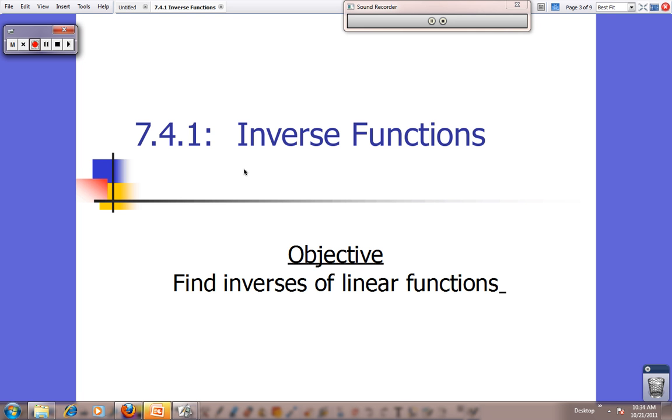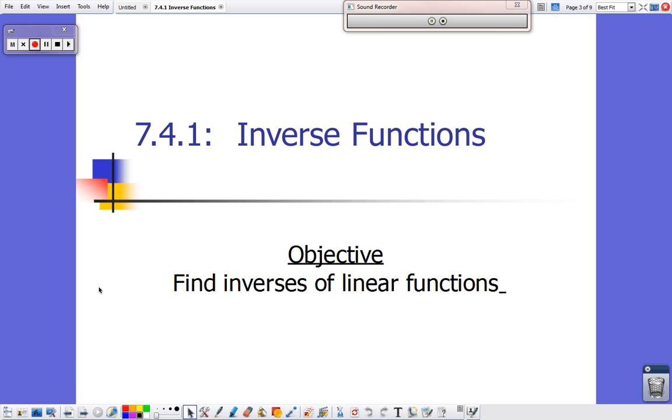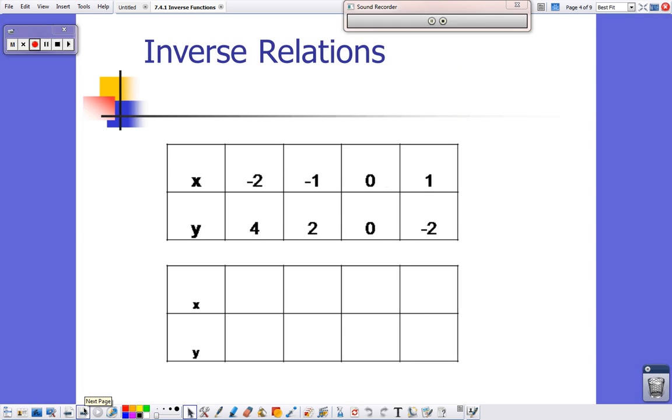All right, lesson 7.4 is actually inverse functions. Now, before we start off, basically the only thing that an inverse function is, if this was my function right here, (-2, 4), (-1, 2), (0, 0), and (1, -2), the only thing an inverse function does is it switches your domain and your range.